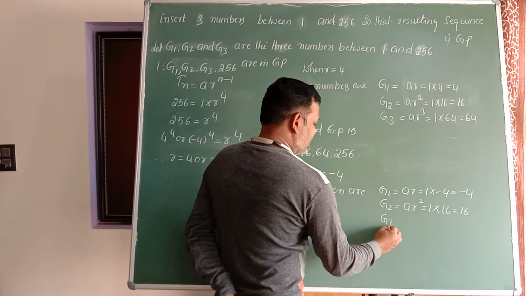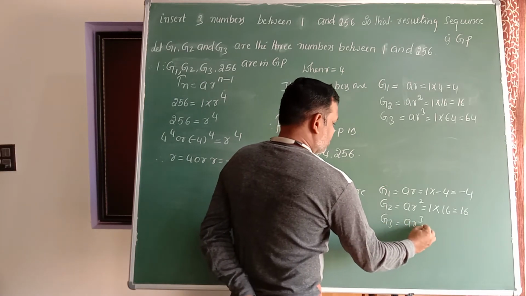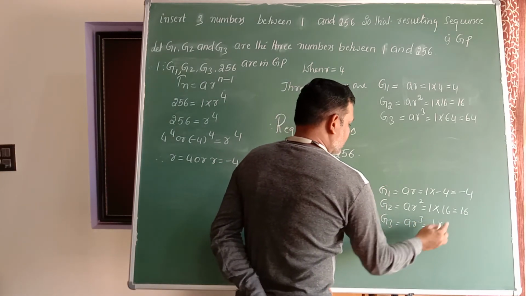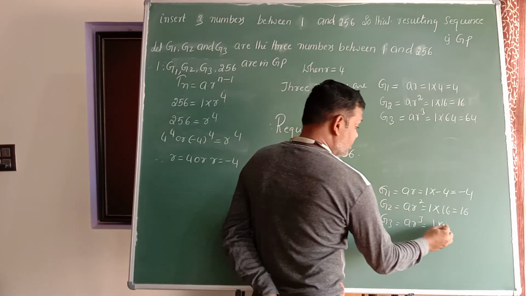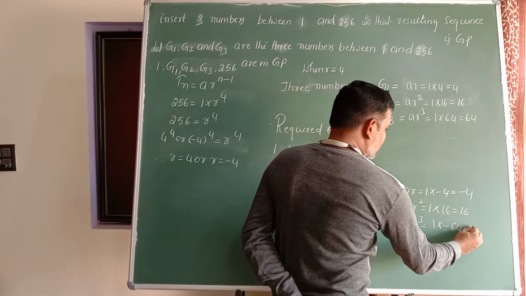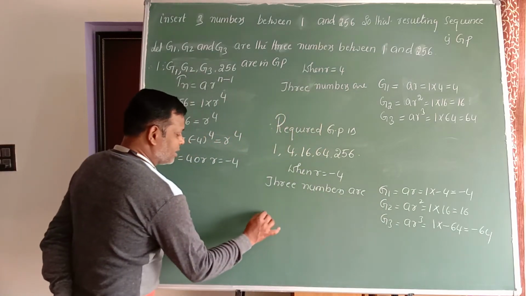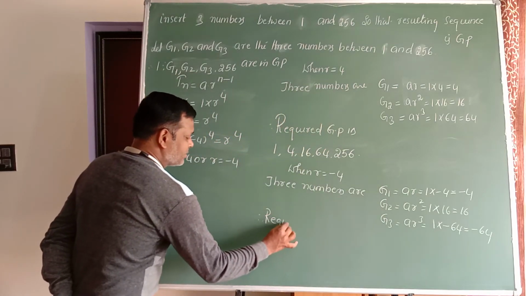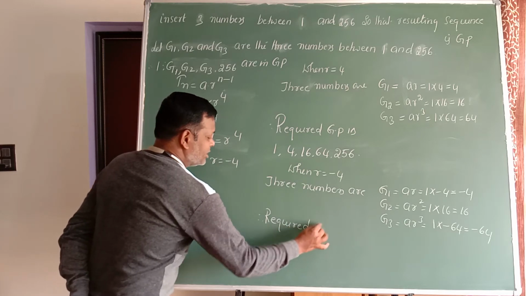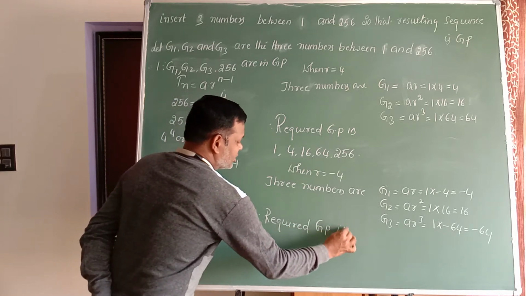The next number is G3, that is equal to AR cube, that is A is 1 into R cube. Minus 4 cube is nothing but minus 64, that is equal to minus 64. Therefore, the required GP here. GP means geometric progression.